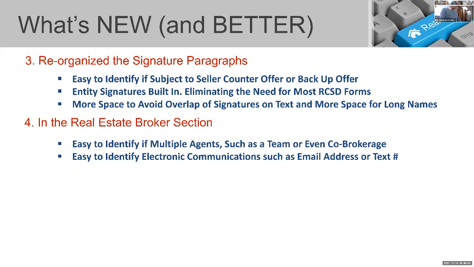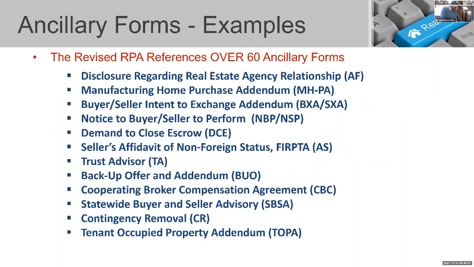Reorganization of the signature paragraphs makes it easy to identify the subject. It also makes it easy to, I guess we don't need the RSCD forms, which show you if you have more than 2 buyers. So it has a little more space so we can have the 3 or 4 buyer situations. I guess as the prices continue to climb, having multiple buyers might be more common. Why not?